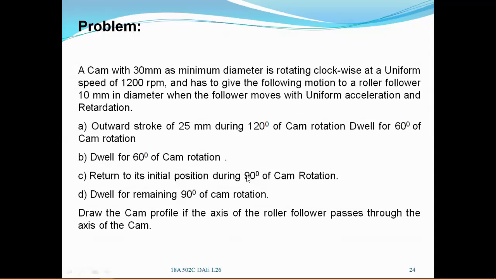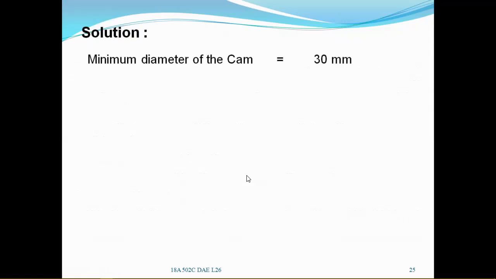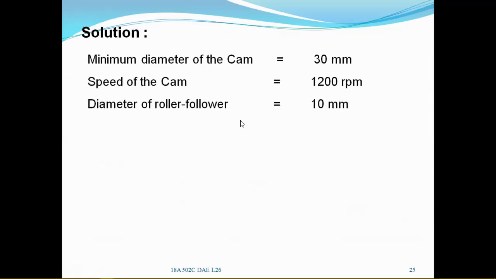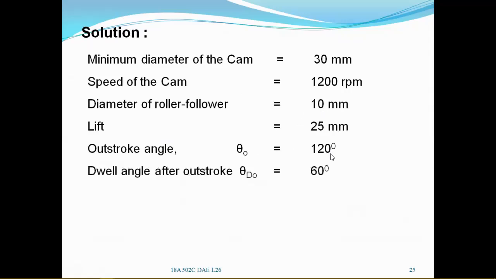So I think it is very simple for us to draw, because as we have discussed previously, the minimum diameter of the cam is 30 mm, the speed of the cam is 1200 rpm, the diameter of the roller is 10 mm, and the lift is 25 mm. The outstroke is equal to 120 degrees, and the dwell after the outstroke is equal to 60 degrees.